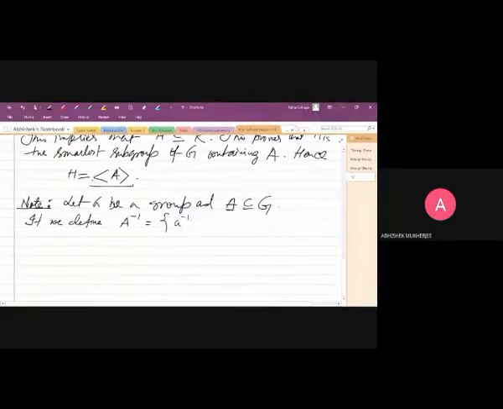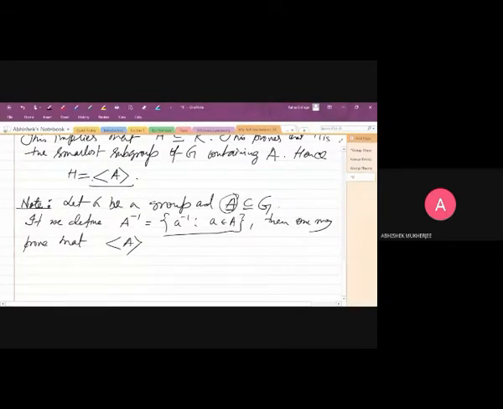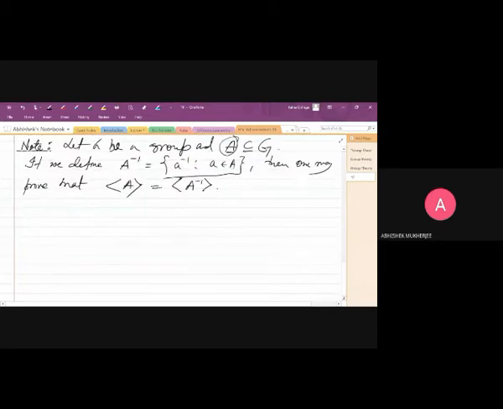That means A inverse, where a belongs to capital A. Just take the inverse of each element and put it here. Okay. So one can say that this is the set of all inverses of A. Then one may prove that the smallest subgroup generated by A and the smallest subgroup generated by A inverse both are same. Okay, both are same, right? Okay, fine.